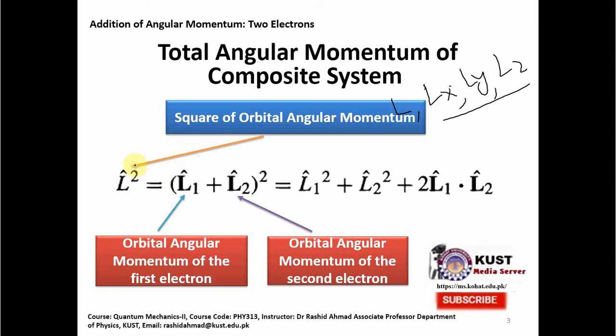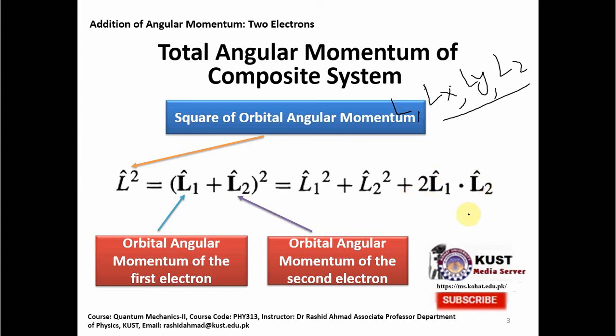Apparently it looks simple, because L square is equal to (L1 + L2) whole square, and one can say that it is just the very simple formula of (A + B) whole square. But when you open this formula, you will get the square of the first quantity, L1 square, then the square of the second quantity, L2 square, and then there is an additional term, 2 L1 and L2.